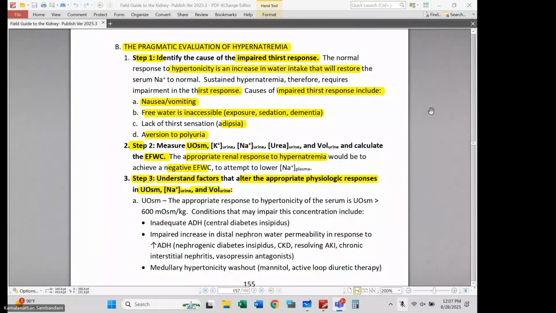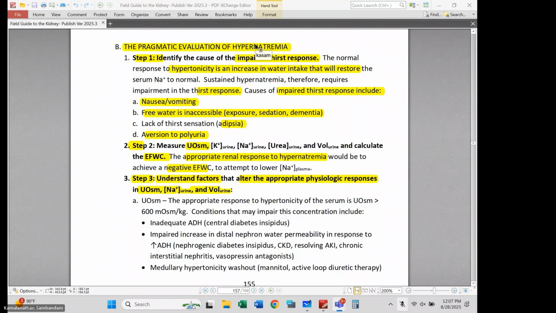Let's pick up where we left off. We started to embark on a conversation on how to pragmatically approach hypernatremia. We've gone through steps 1 and 2, so I won't backtrack too much. Let's just delve into step 3.